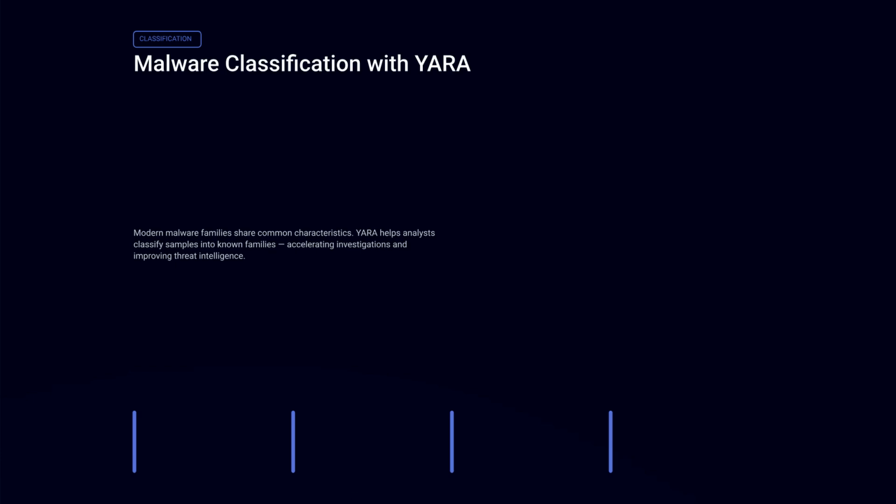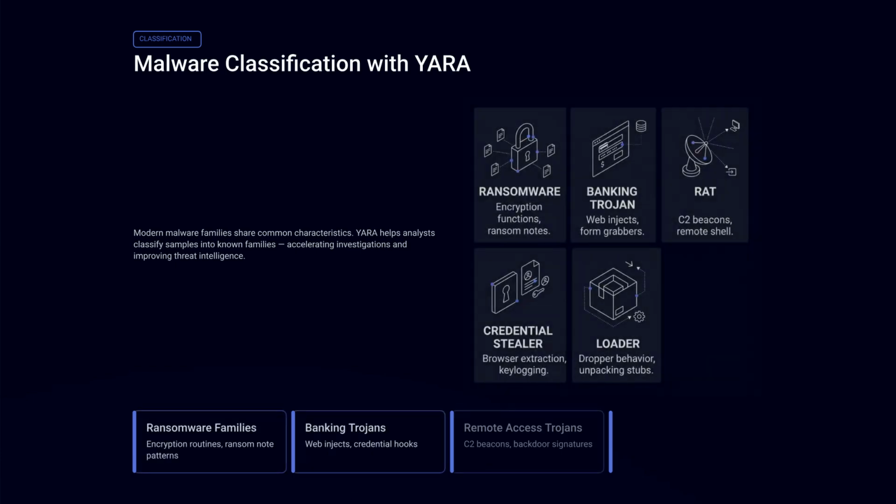YARA helps analysts classify malware into known families, accelerating investigations and improving threat intelligence. Malware families include ransomware, banking Trojans, remote access Trojans, and credential stealers. YARA rules look for common, shared characteristics to classify samples.